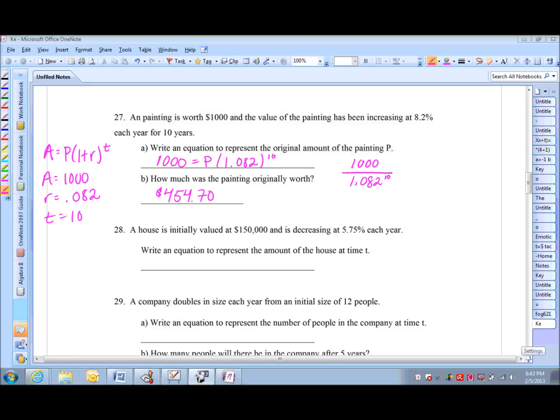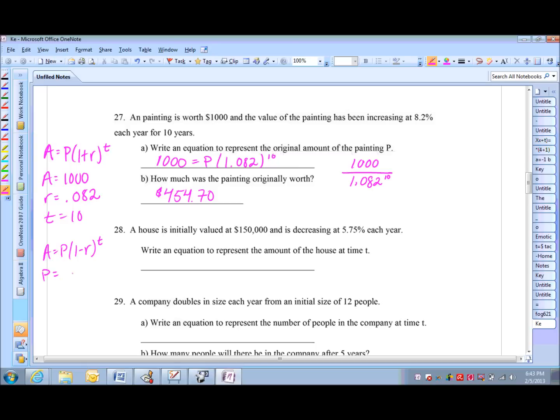Problem number 28 says a house is initially valued at $150,000 and is decreasing at 5.75% each year. So we're going to go ahead and use the decay function, which is A equals P times (1 minus R) raised to the T. And they ask us to write an equation to represent the house at time T.